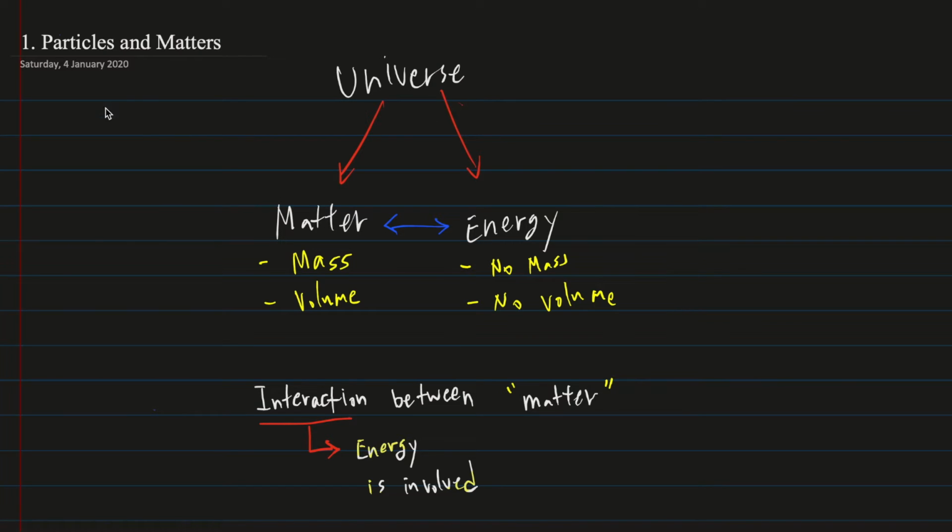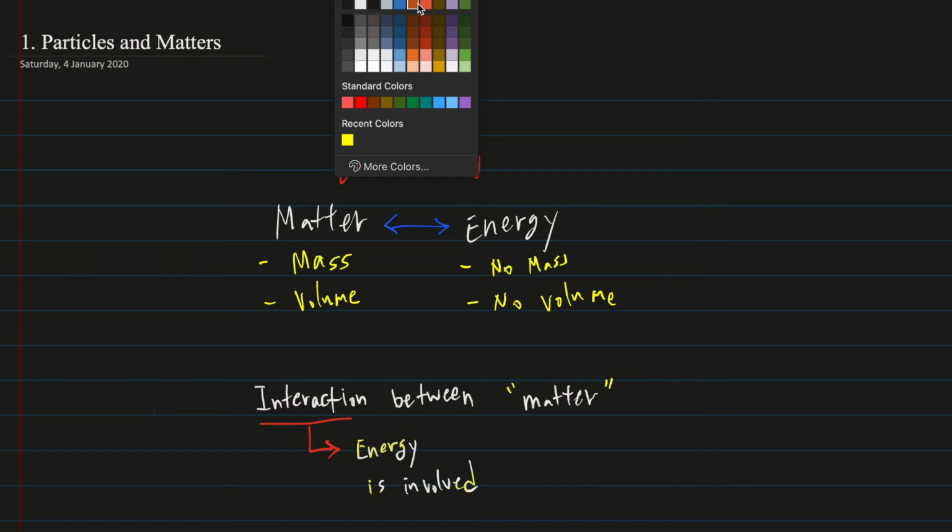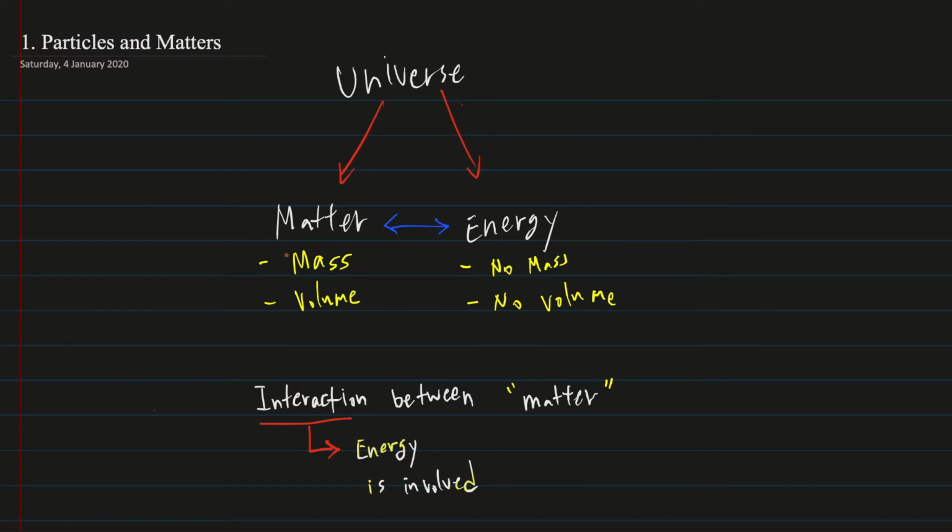Anyway, today's topic is chemistry and the particles and the matters, the basics of chemistry. Before getting into the topic, let me talk about what this universe is made up of. This universe is made up of two major components. One is matter, and another one is energy. When you say matter, we're talking about anything that has mass and volume. When you say energy, we're referring to things that don't have any mass or don't take up any volume. These two are clearly different things, but according to Einstein, they're convertible.